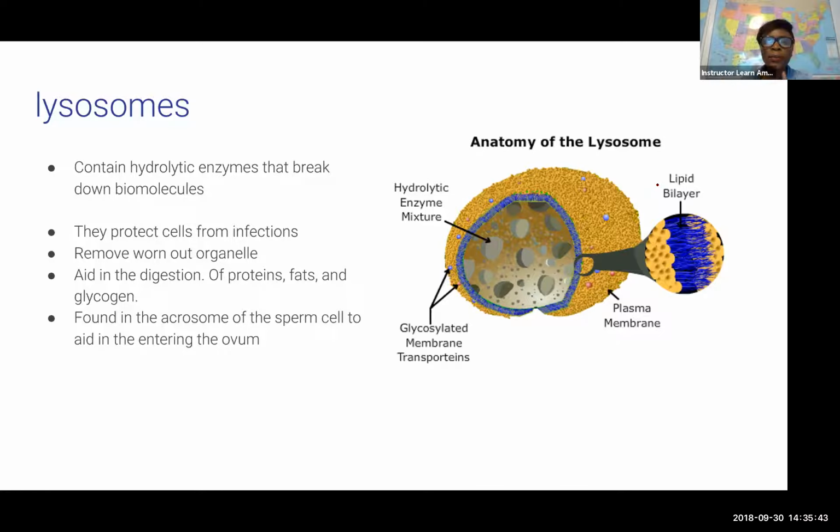And also, which I found is important because we always talk about the sperm cell having enzymes, but we don't go into details about it, that it's in the acrosome, which is the enzyme pocket at the top of the sperm cell.